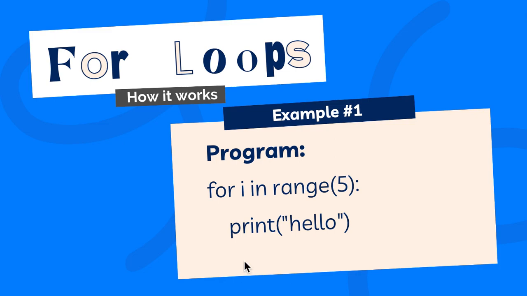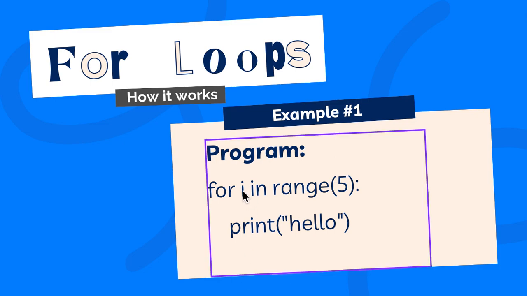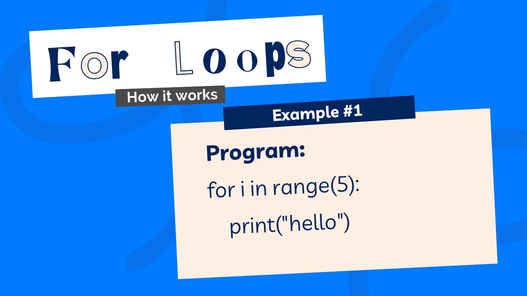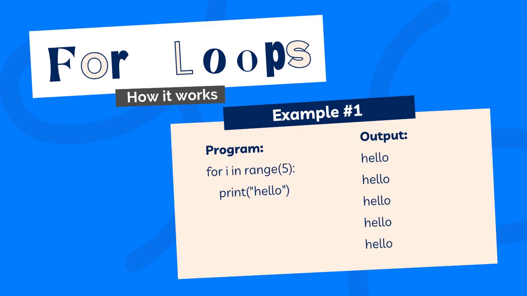The variable i is used as a counter, starting from 0 and incrementing by 1 each time the loop runs. The code inside the loop prints hello. It will run 5 times. Here's our output.